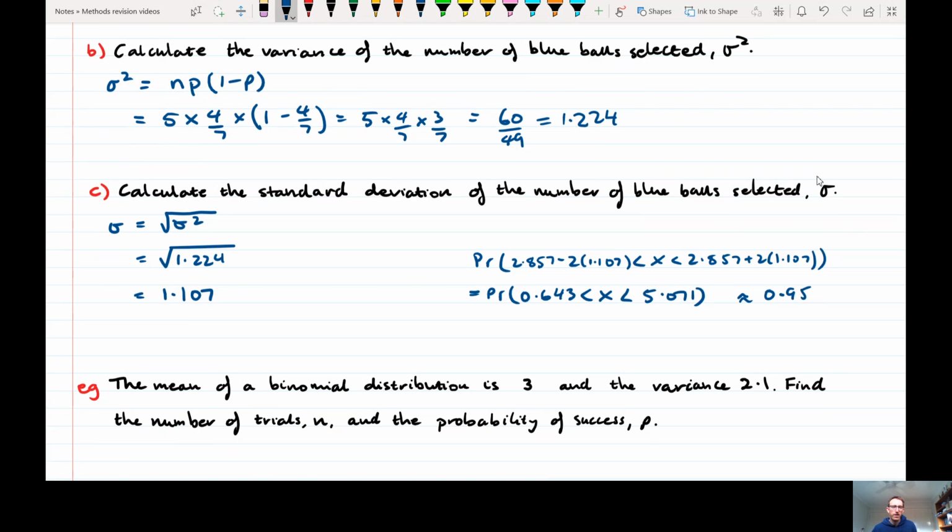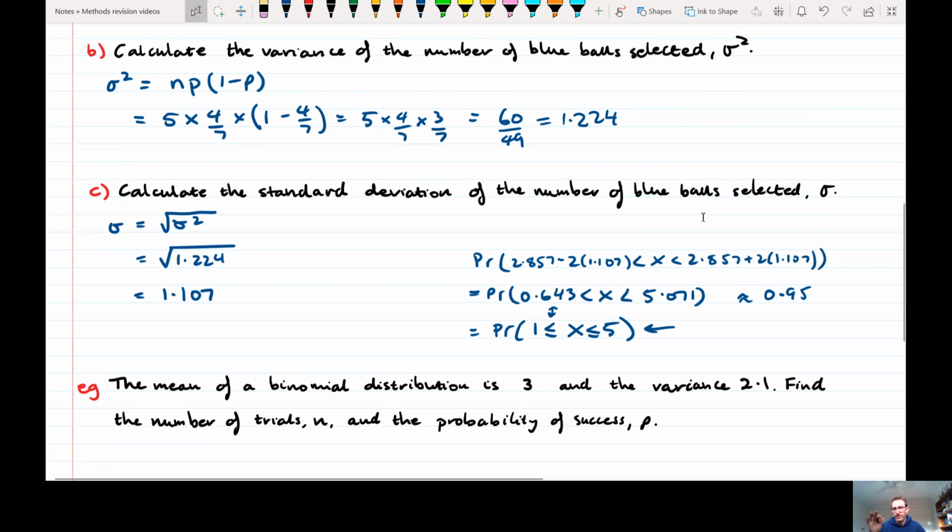Now these values, of course, we're dealing with whole numbers. You can't have 0.643 if I was trying to calculate this. So this would be the same as getting between 1 and 5, because we only have 5 trials and you can get up to 5. And so 5 is the nearest whole number inside that area, and 1 is the nearest whole number inside this interval. So these two are equivalent. So if you had to calculate it on your calculator, you would have to use this. Otherwise, it would not work. But that'll be approximately 0.95.